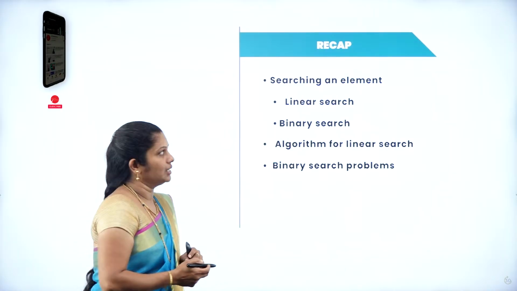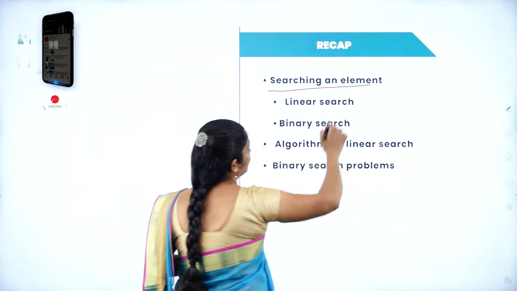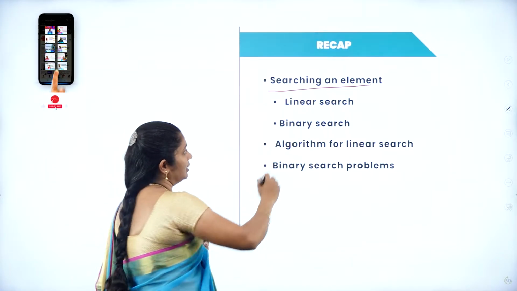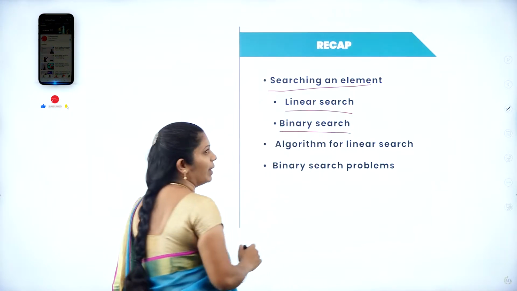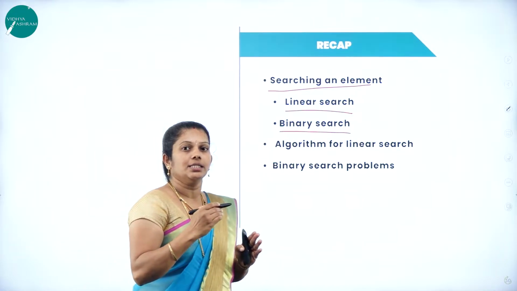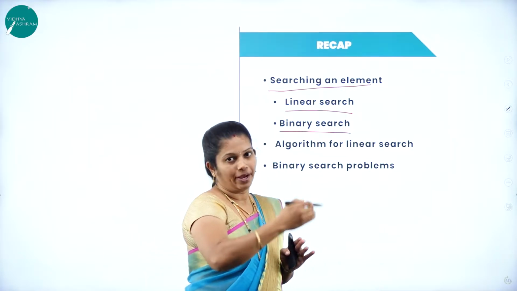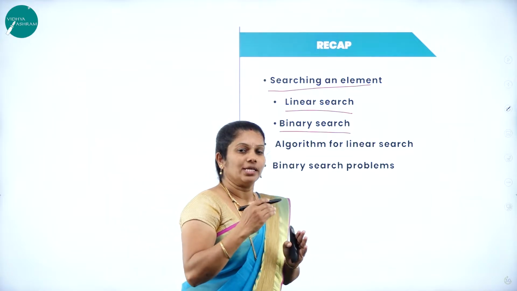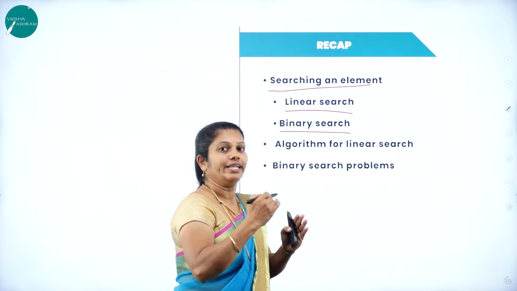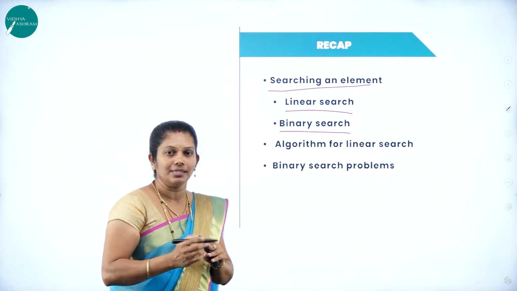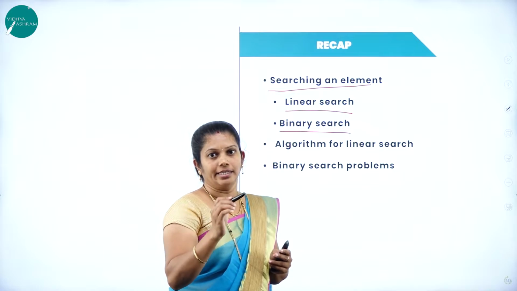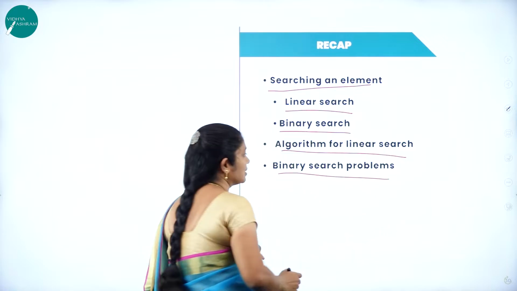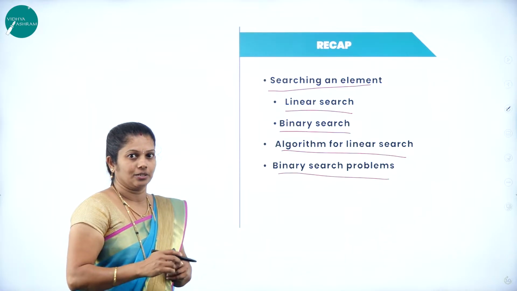Already in the previous session, you came to know regarding searching an element, that means how to find the location of an element, under that linear search as well as binary search. Linear search is nothing but searching an element one by one from the beginning till the end, whereas binary search means here we are searching an element in the method of dividing the entire array elements into two parts and then comparing the search element with the middle element. Then algorithm for linear search as well as algorithm for binary search.